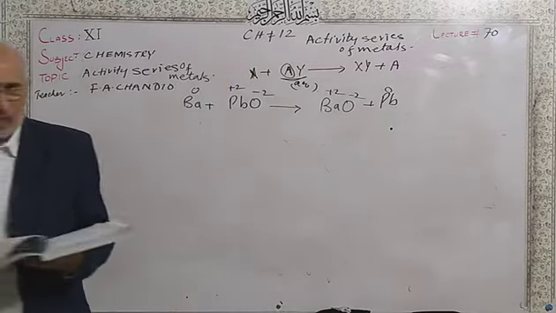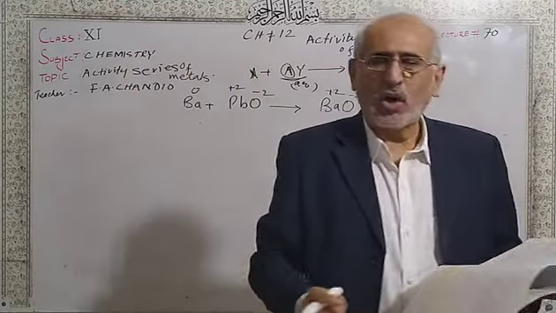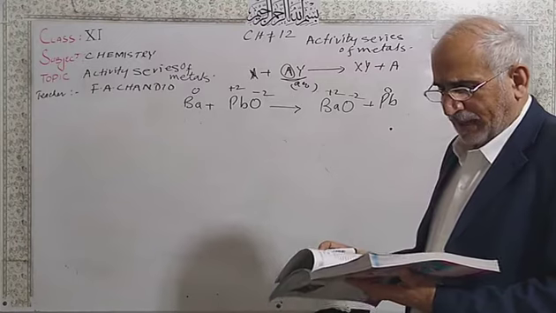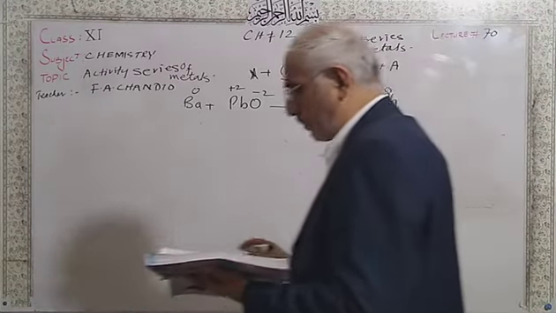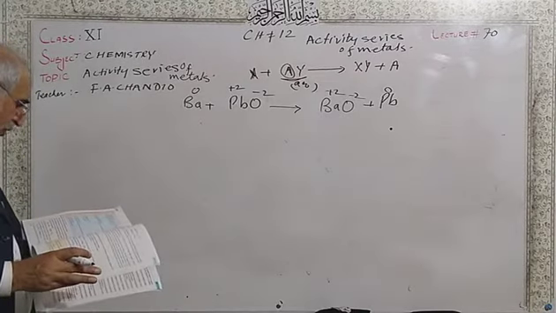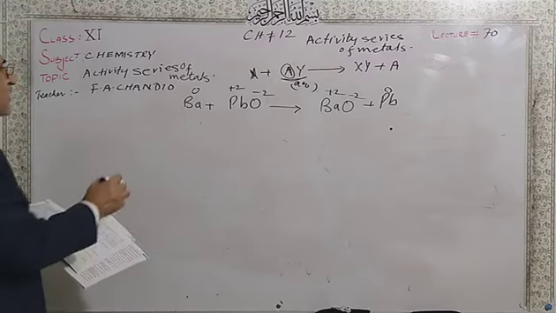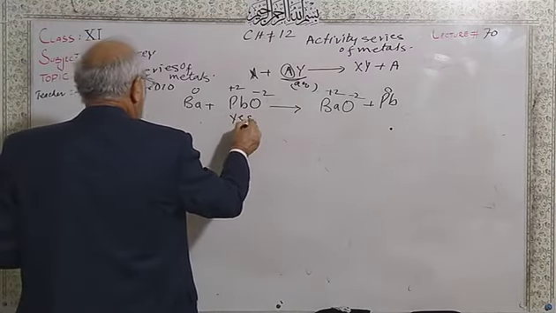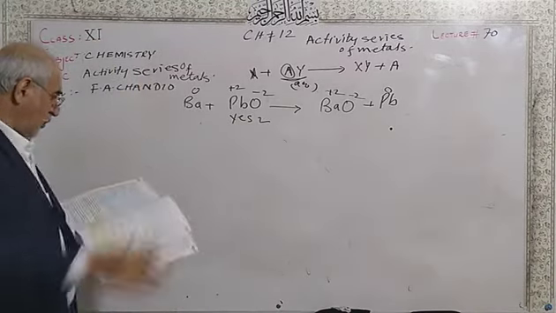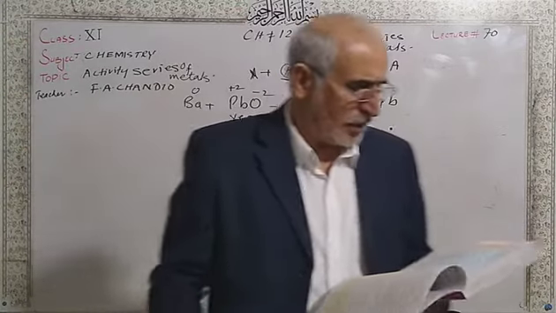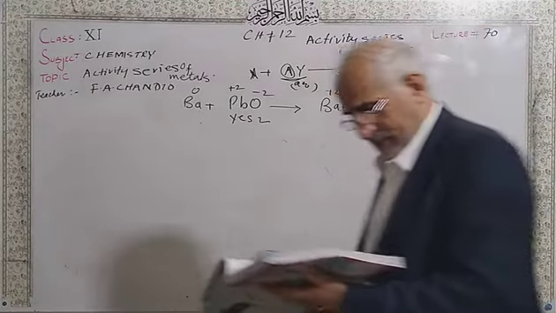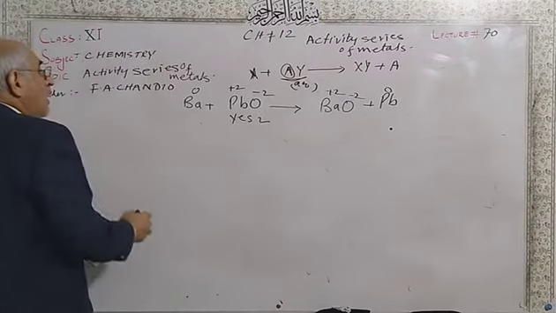Can barium displace lead from its oxide or not? If you see the activity series of metals, barium is in the top position, first group, a very active metal, and lead is a moderately active metal. So yes, this reaction can happen because according to the activity series, barium is in the first group, very active metals like lithium, potassium, barium. So this displacement can take place. Yes, this is the correct answer.